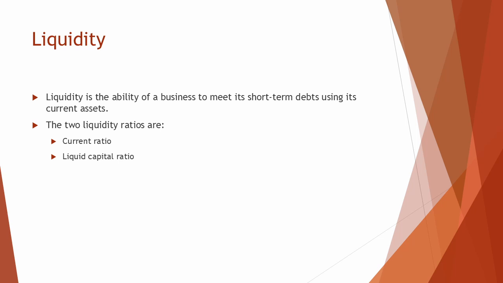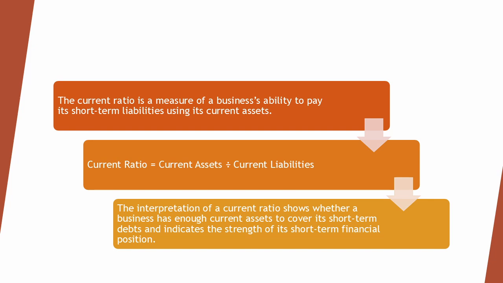Liquidity. Liquidity is the ability of a business to meet its short-term debts using its current assets. The two liquidity ratios are the current ratio and the liquid capital ratio. The current ratio is a measure of a business's ability to pay its short-term liabilities using its current assets. It is calculated by dividing current assets by current liabilities.